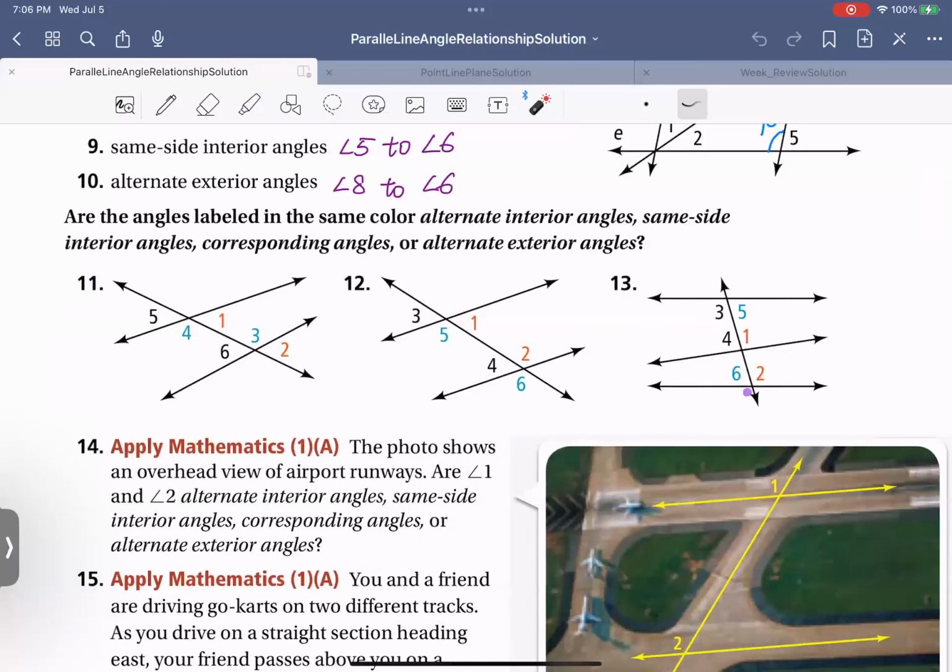How about angle 5 and angle 6? Same side alternate. Same side exterior. Hold on. First, these two are at the same position. So we call this by a new name, corresponding angles. Okay? Does this make sense now? Yeah, it makes sense. Okay, pretty good.